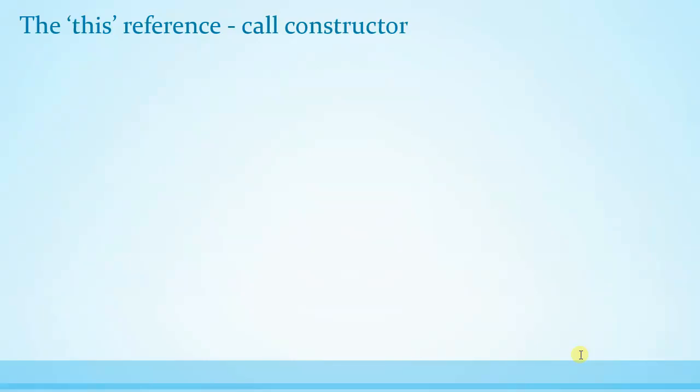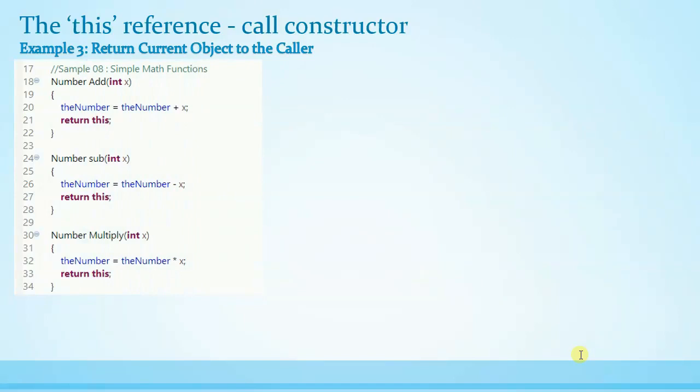Okay, let us talk about the third usage of this reference. This reference can be used to return the current object to its caller. Here if you see, these are all the member methods for the Number class. So we are going to add that and test that in Eclipse. All three members return type is the Number class. So the methods are for Number class and it returns the Number class instance itself.